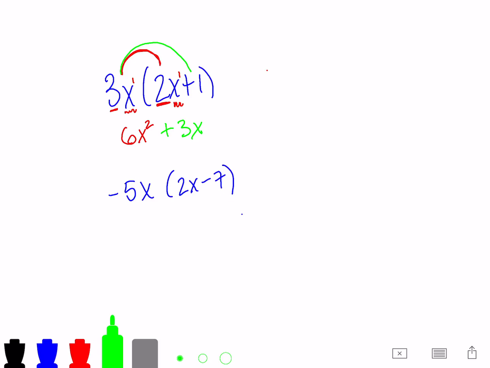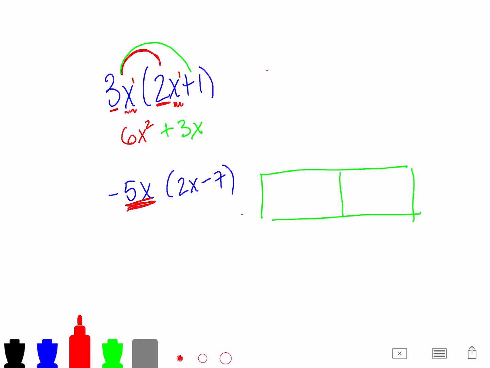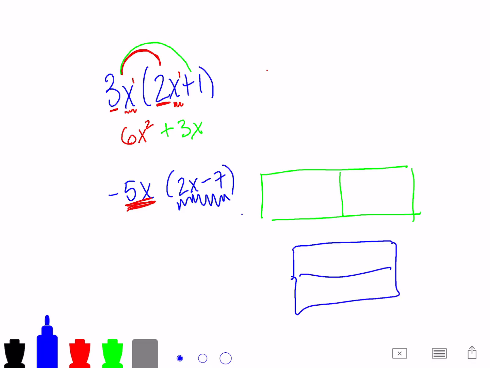Now, you could set this up so that it's in a box. And the way that you set up the boxes is you look at how many terms you have. So here we have one term. We refer to that as a monomial. And here we have 2 terms, so we refer to that as a binomial. So I either need 1 row and 2 columns, or 2 rows and 1 column.